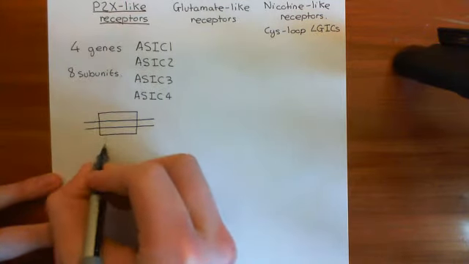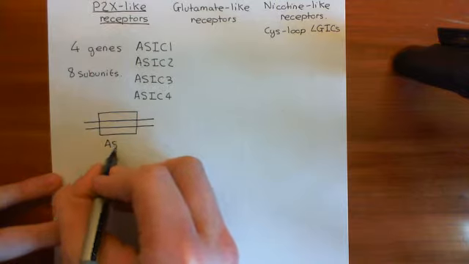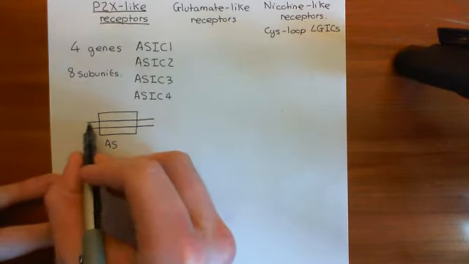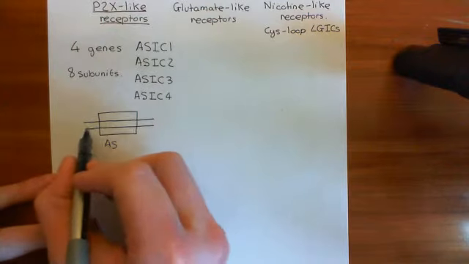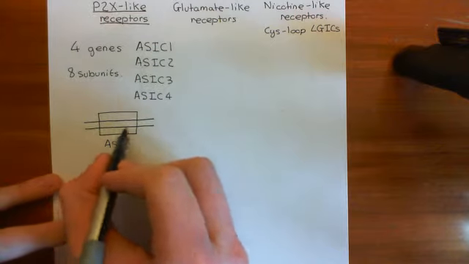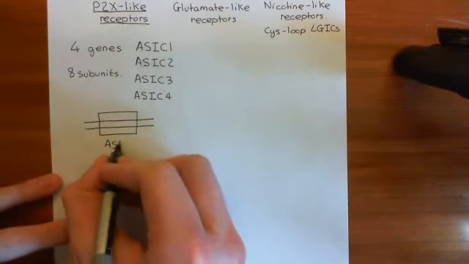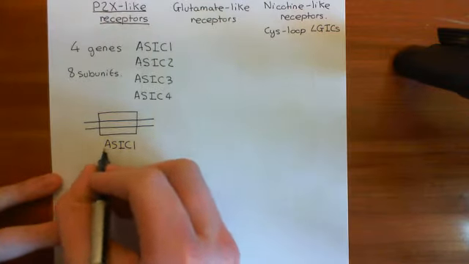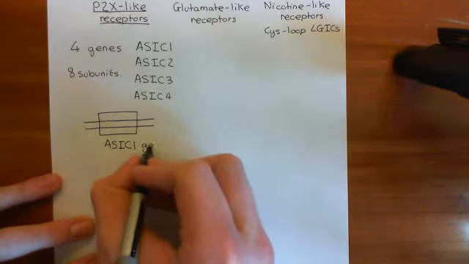Let's say this little strip of DNA here, and this is supposed to represent, not the plasma membrane anymore, but now a double-stranded piece of DNA. So we've got one strand and then the complementary strand here. Now let's say that this is the gene for ASIC1. So the ASIC1 gene here.